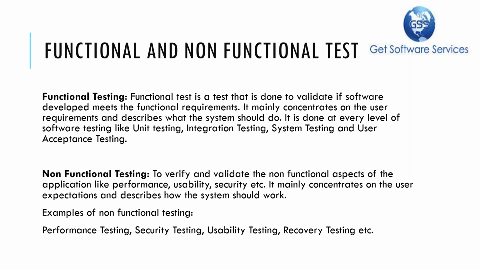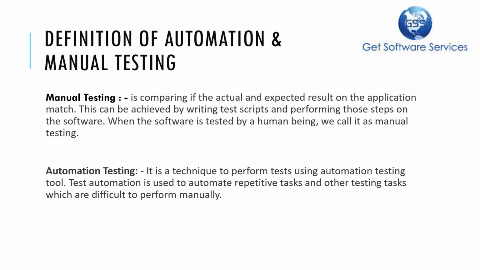Now let's further classify functional testing into manual testing and automation testing. So what is manual testing? When a human being, as in a tester, goes and tests the application, when he performs actions on the application to test it, we call it manual testing. When a human being is involved in testing the application and documenting the results, that kind of test is called manual testing. And then what is automation testing?